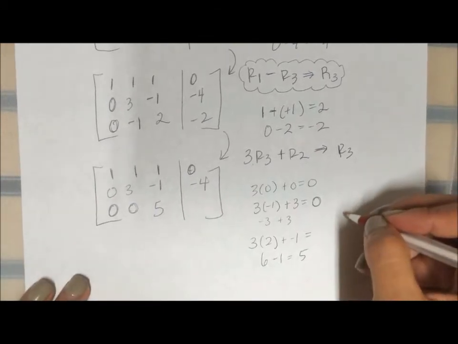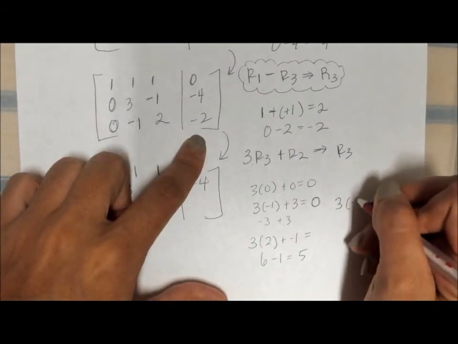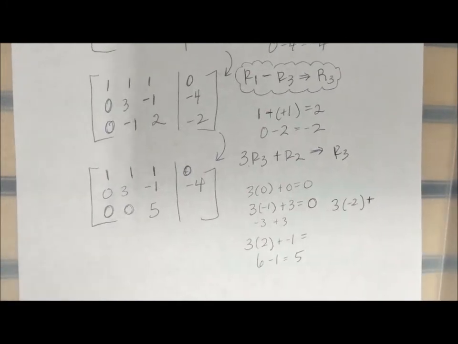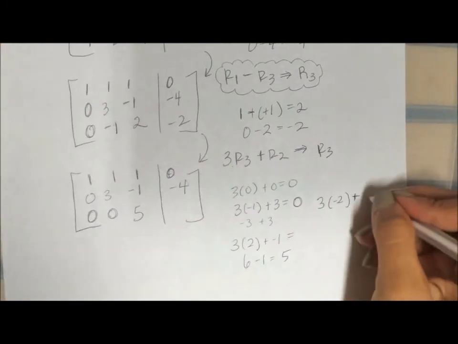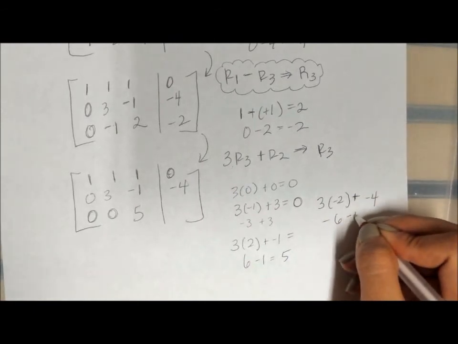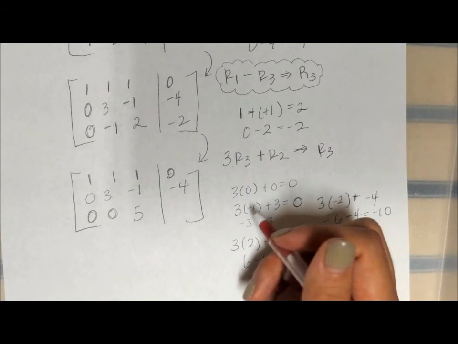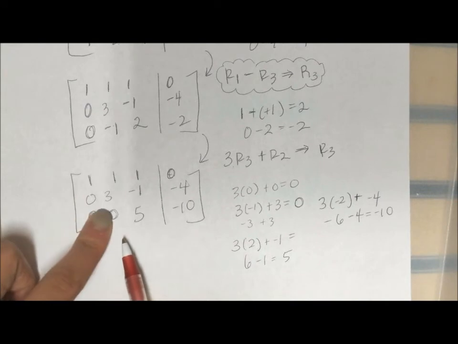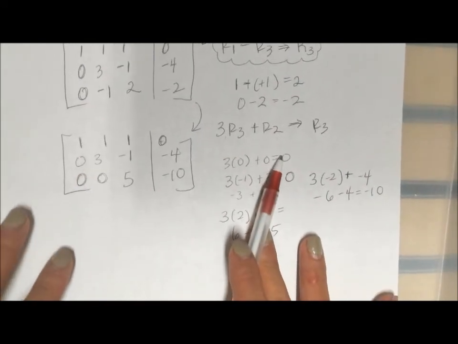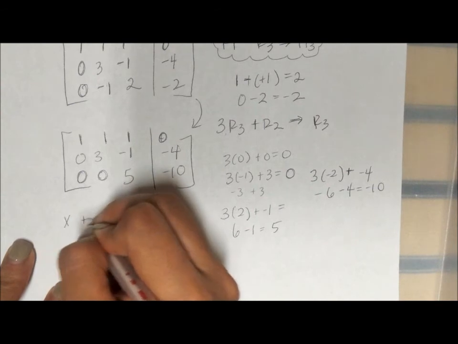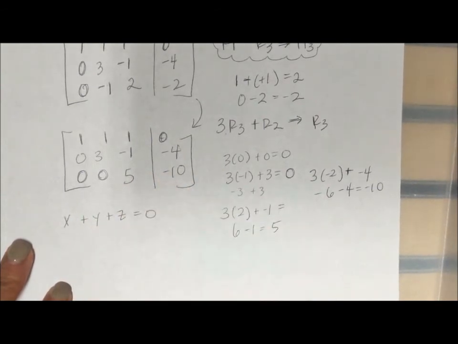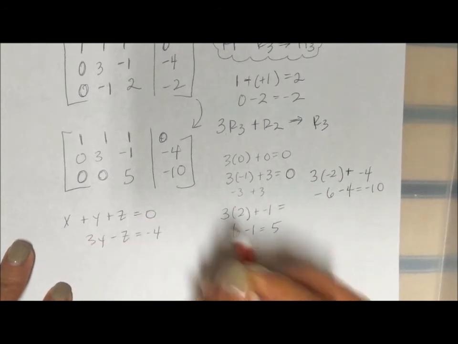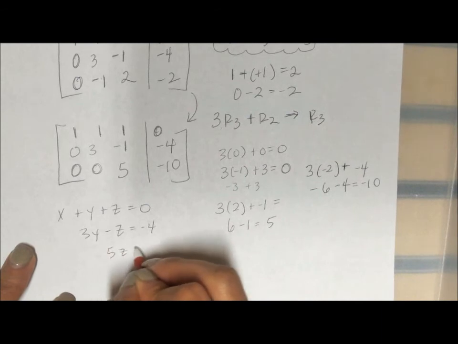And then the last one right here is 3 times row 3, plus row 2, which is negative 4. That gives me negative 6 minus 4, which is negative 10. Alright, so you guys see here, I have my 3 zeros, right? So now I can just set up my system of equations. So x plus y plus z equals 0. 3y minus z equals negative 4. And then 5z equals negative 10.